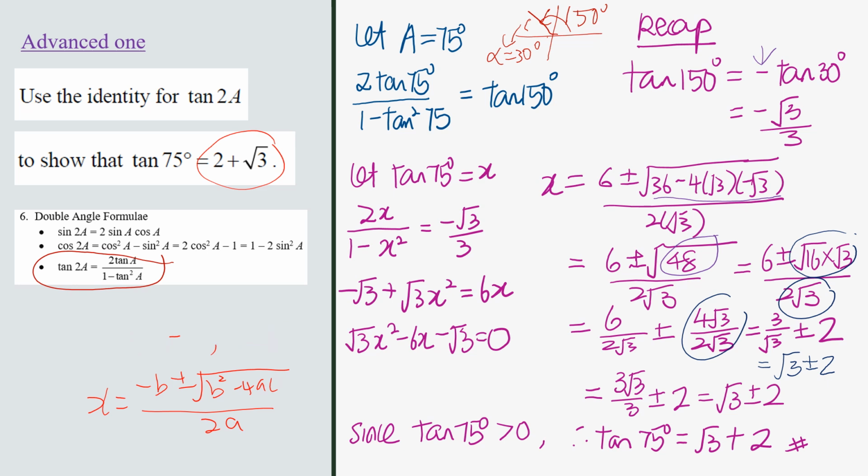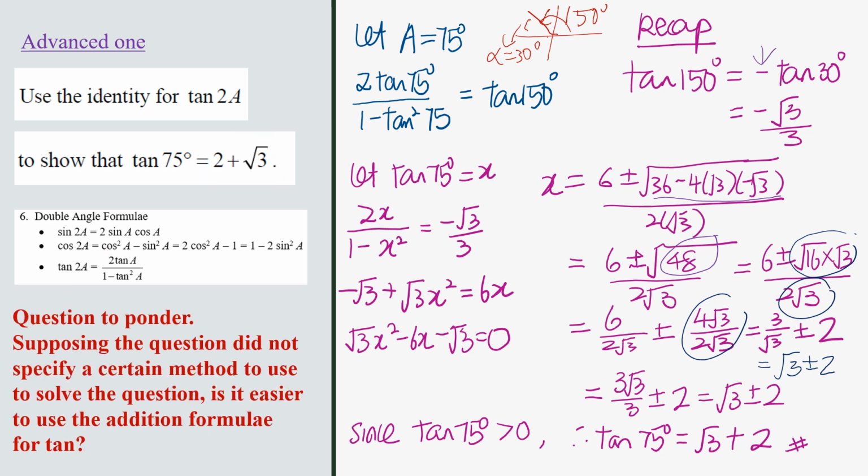I have something for you to ponder on. Supposing the question does not specify a certain method. In this case, it specifically asks you to use the double angle, which is tangent 2A. Do you think it's easier to use the addition formulae? And if you think it's easier to apply the addition formulae, then how do you think you can use them to show that tangent 75 degrees is 2 plus square root 3?